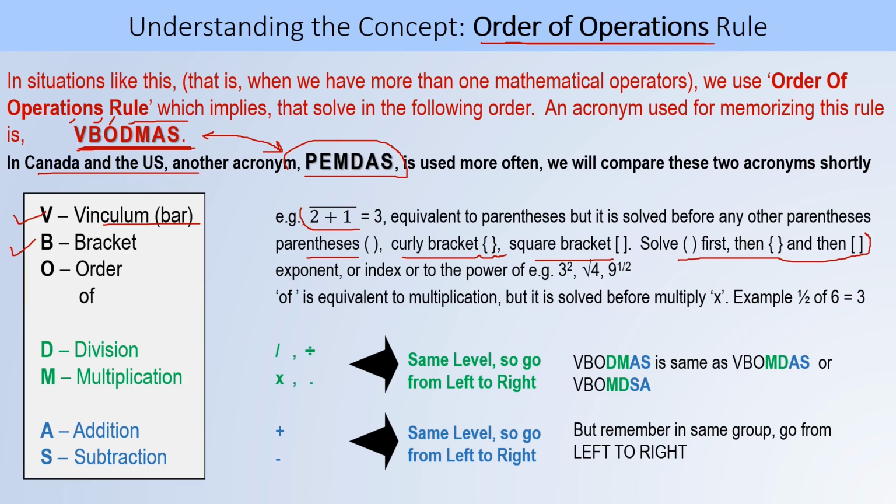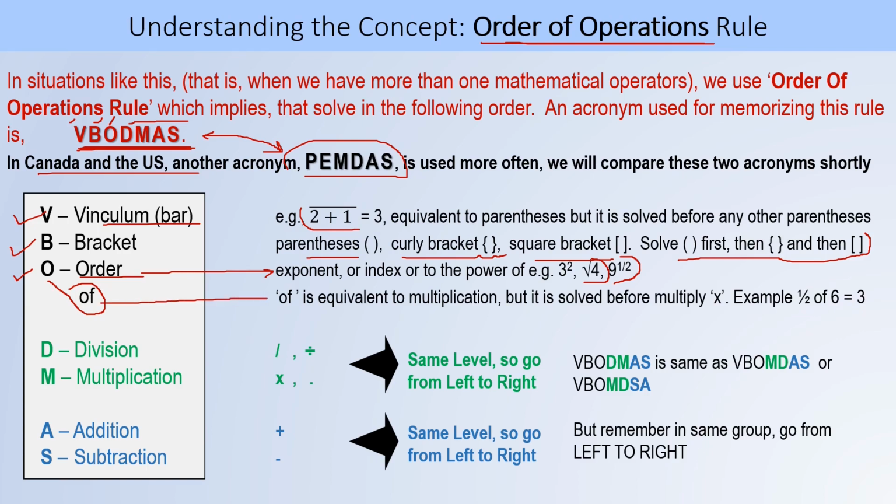And then in VBODMAS comes O, which is called order, and this O also stands for of. Order is nothing but the exponent or index. For example, we can have 4 raised to power half, which is nothing but square root of 4. Similarly, 9 raised to power half is square root of 9. So this is how the exponent or index we should solve after the bracket.